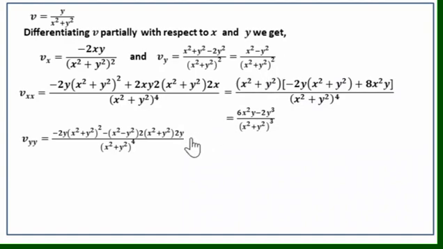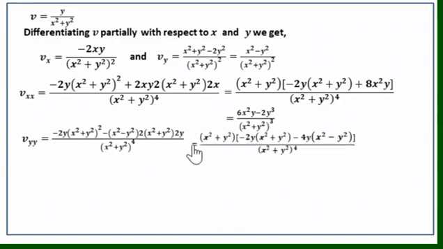Okay, again take x square plus y square as common factor outside the numerator here. So (x square plus y square) into (minus 2y into (x square plus y square)), this is taken outside, so minus 4y into (x square minus y square). Okay, and this simplifies to (2y cube minus 6x square y) divided by (x square plus y square) whole power 3.